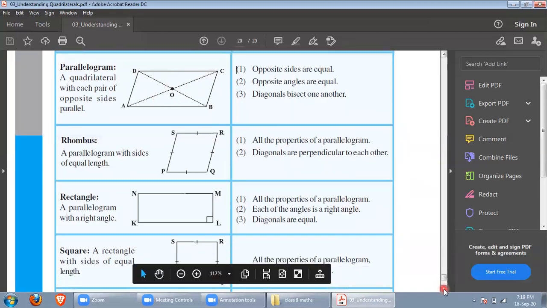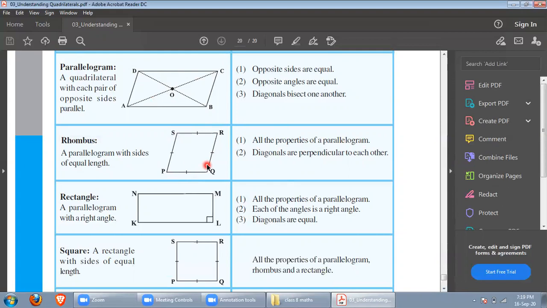Now we move down to rhombus. Rhombus is also a parallelogram, but with one additional quality where all the sides are of equal length. Rhombus is also a parallelogram, but not only the opposite sides, all the sides are of equal length.